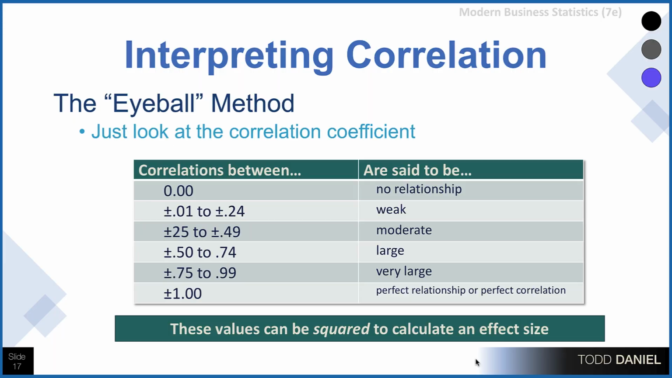Now, one very simple way to do this is to simply look at the correlation coefficient itself. When we have correlations from 0 to 0.24, we would say these are weak correlations. From 0.25 to 0.49 are moderate correlations, and anything 0.5 and above would be a large or a strong or very strong relationship between these variables. Now, this is just a good rule of thumb that we can look at and we can make some determinations.